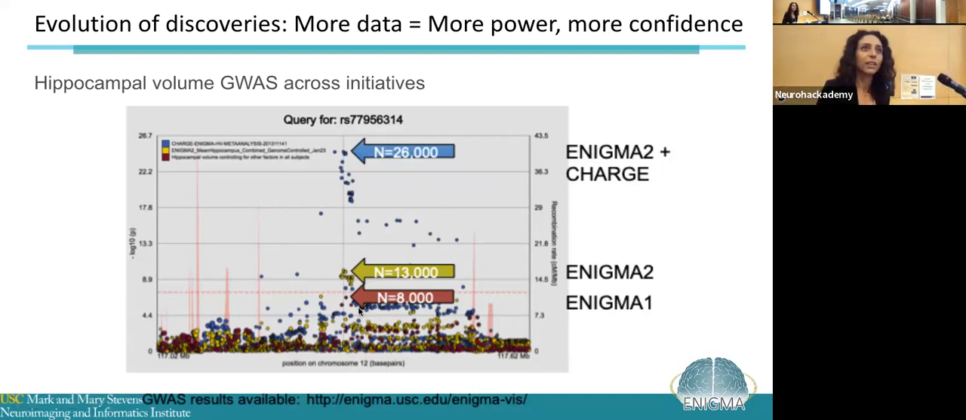So we repeated the study after adding another 5,000 samples after our first publication, and that hit got even more significant. Before, we were just shy of the significance threshold, and now it went well beyond that threshold. And then we added data from the other consortium. We got up to 26,000 samples, and we saw that this finding that we had in 8,000 people continued to be replicated. This was a reliable way to find a true effect, because we just kept getting stronger.